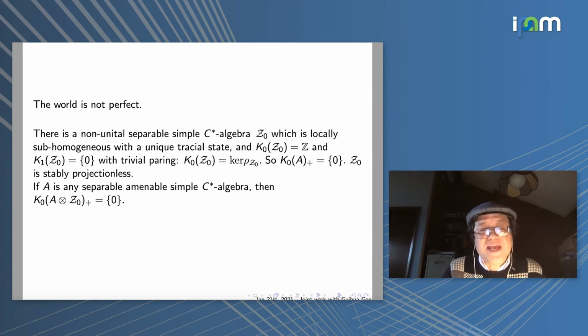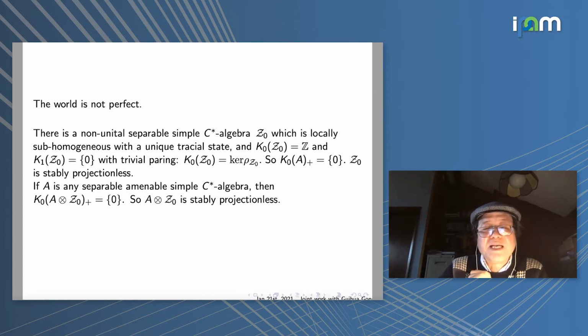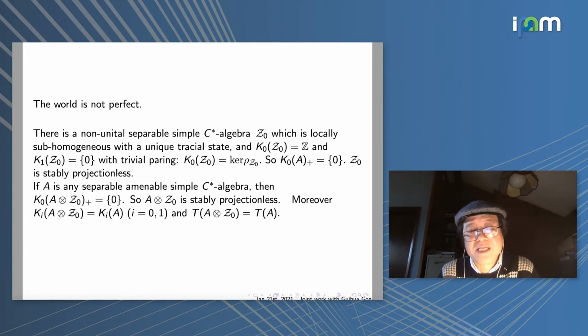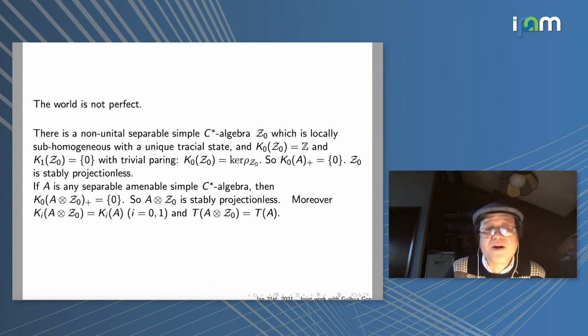If you start with any separable amenable simple C-star algebra A, and you tensor with Z0, that's a Z-stable simple C-star algebra, and K0, the positive cone, is zero. And A tensor Z0, therefore, is stably projectionless. And you don't really change the K-theory as a group, and didn't change the trace. In other words, there are lots of these algebras which are stably projectionless.